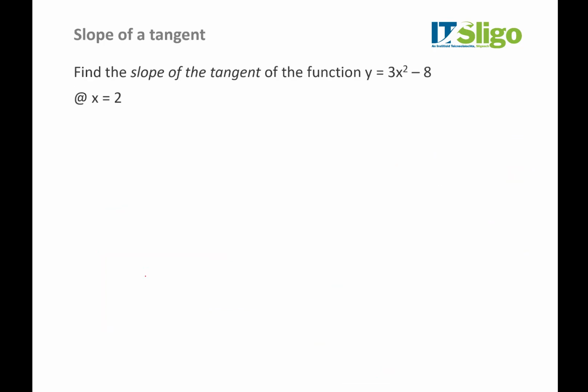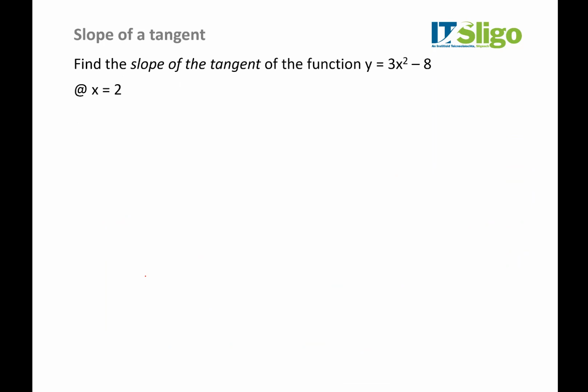So now we're just going to do the same thing, but the question has changed very slightly. Find the slope of the tangent. y is equal to 3x squared minus 8 at x is equal to 2. So we just simply get our derivative. Remember, dy/dx.